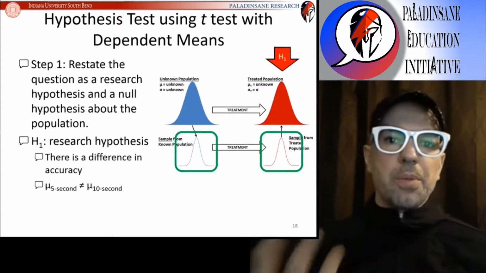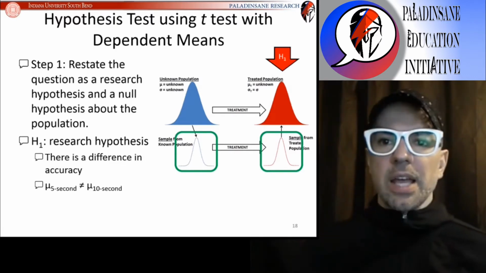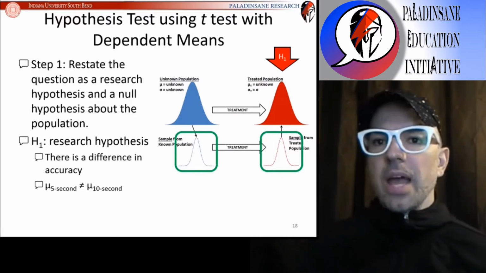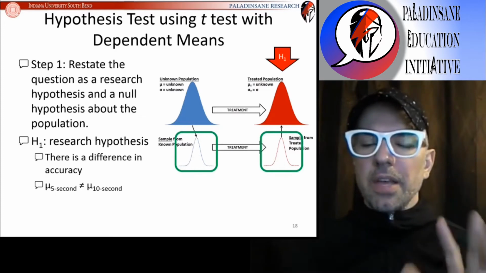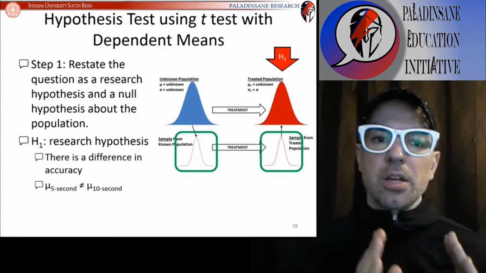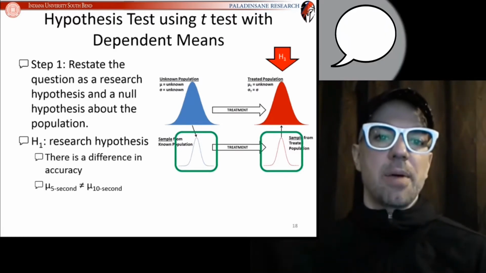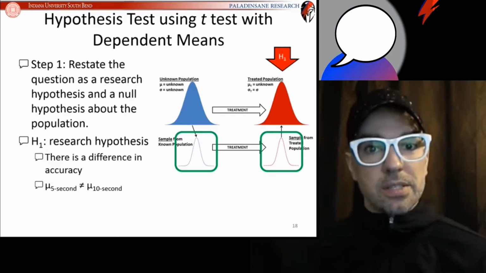So that will be the treated population. If that 10-second condition is different, that means that people living in a population where they are put into 5-second timeouts are completely different than people living in a population that are under 10-second timeouts. That's what this research hypothesis is saying.